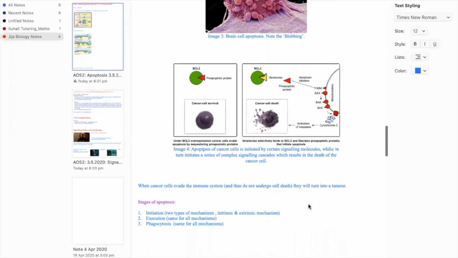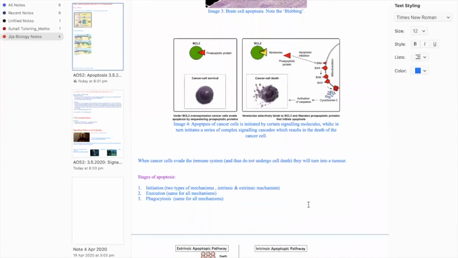Okay. There are certain cancer cells which evade the immune system, and they don't undergo cell death. And sometimes these cancer cells evade the immune system, and if this occurs, this will then grow into a tumor. We do not know why cancer cells can evade the immune system, but I hope this shows us an appreciation of how important apoptosis is. So it's not all bad.